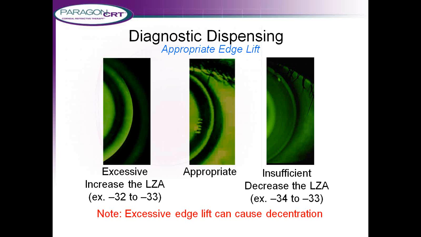Excessive edge lift can cause decentration. So we want to make sure that we have the appropriate landing zone angle that gives us the desired amount of edge lift.